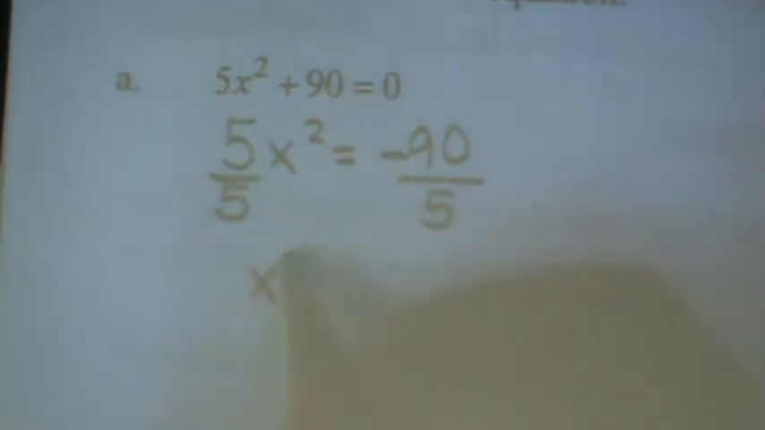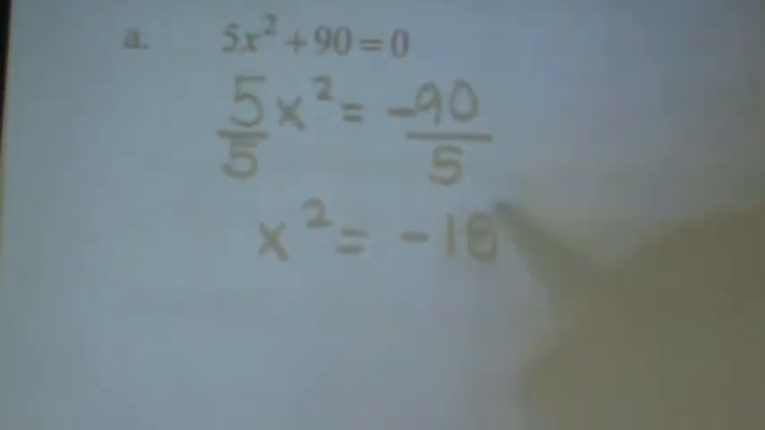So Nick, what would be your first step? Subtracting that. And then divide by 5 to get x squared by itself. And what do you get? Who can help me with negative 90 over 5? Negative 18. Okay, good.